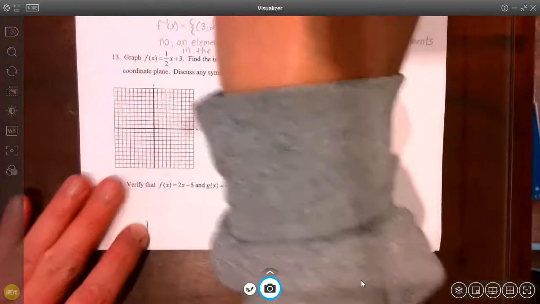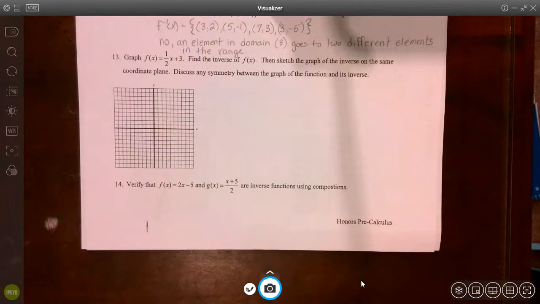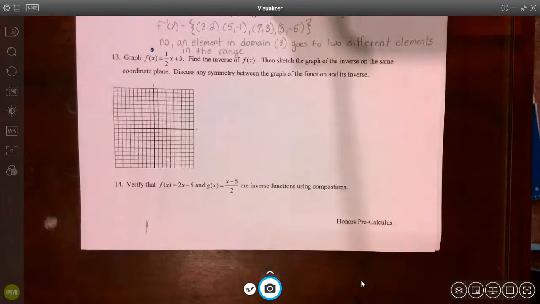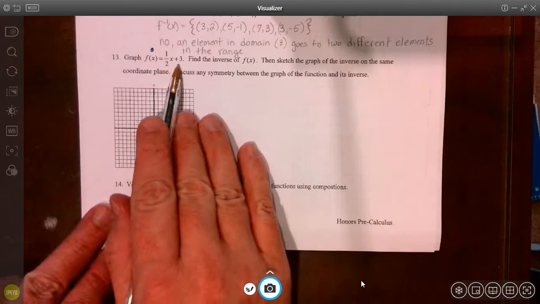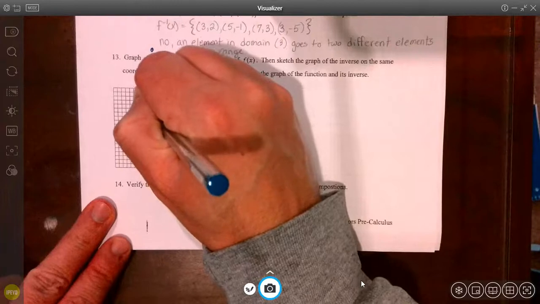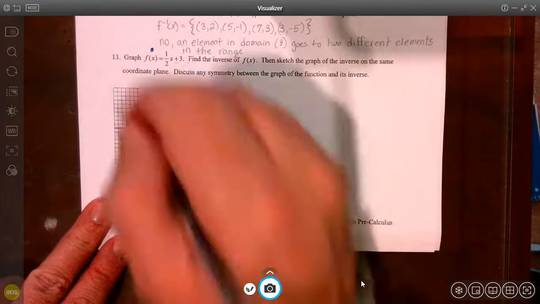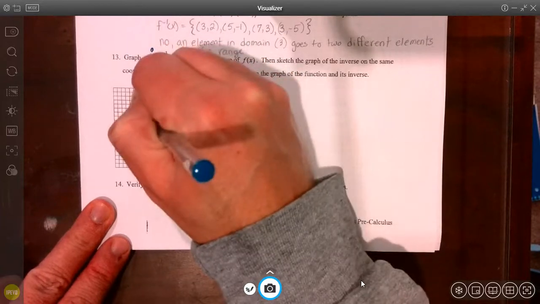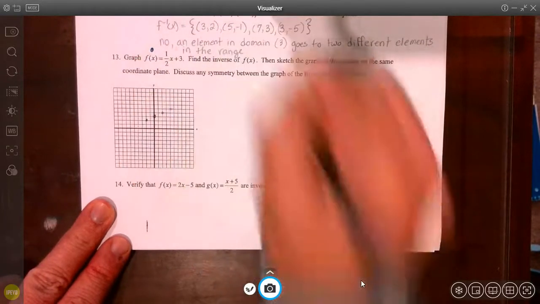All right, so now we go to 13. It says graph f of x equal to 1/2 x plus 3. So I'll go ahead and graph that first. I will do it in blue. This is just a linear function. I've got a y-intercept of 3 and a slope of 1/2. So up 1 over 2, up 1 over 2. I can do that as many times as I want, or down 1 to the left 2.